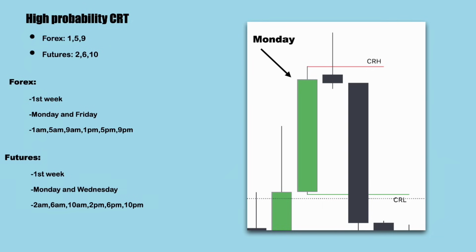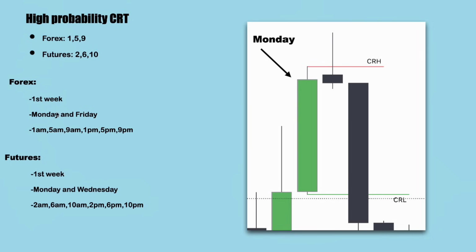Now let's look at high probability CRTs. For Forex, focus on 1 a.m., 5 a.m., 9 a.m., 1 p.m., 5 p.m., and 9 p.m. For futures, key times are 2 a.m., 6 a.m., 10 a.m., 2 p.m., 6 p.m., and 10 p.m. These are specific times on the 4-hour chart to look for CRT ranges.